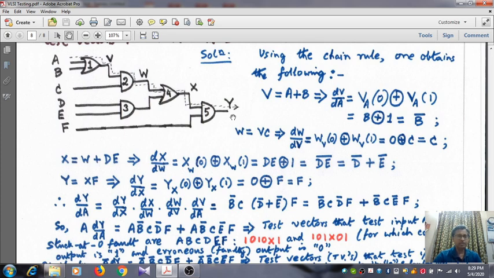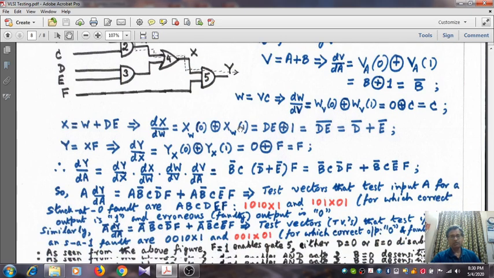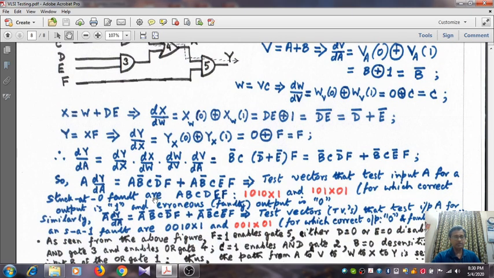But faulty output, when A is stuck at 0, so B is 0, so A and B together give me 0, then C is 0, 0, 0, 0. Here one of them is 0, so 0 ANDed with 0 gives me 0, 0 ANDed with anything gives me Y equal to 0. So faulty output is 0, whereas the correct output is 1. That's what we are using, for which the correct output is 1 and erroneous or faulty output is 0.